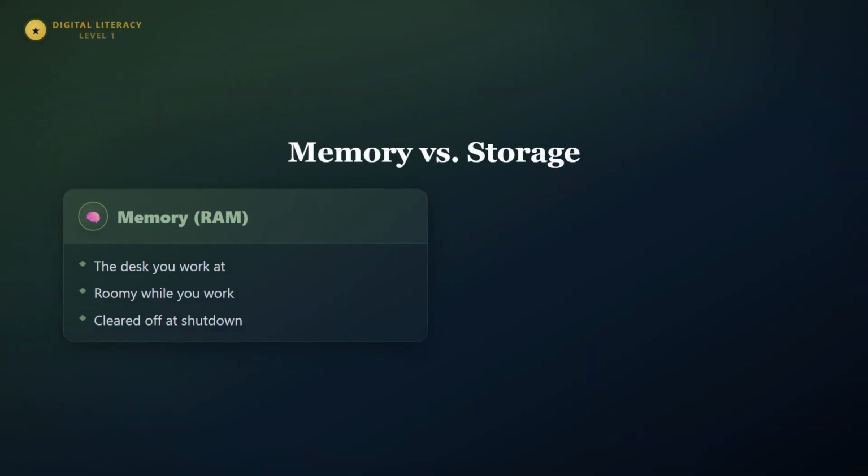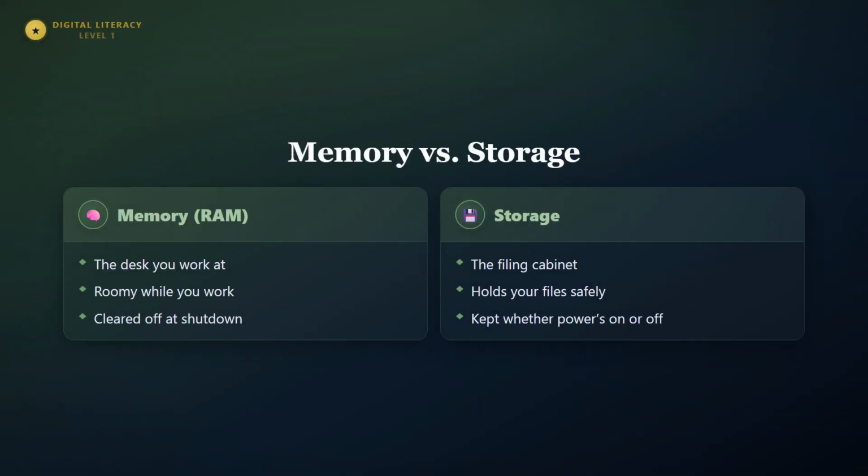Here's the easy way to remember it. Memory is like the desk you're working at right now. Roomy while you work, but cleared off at the end of the day. Storage is the filing cabinet beside the desk. It holds your papers safely until you need them again, whether the power's on or off.